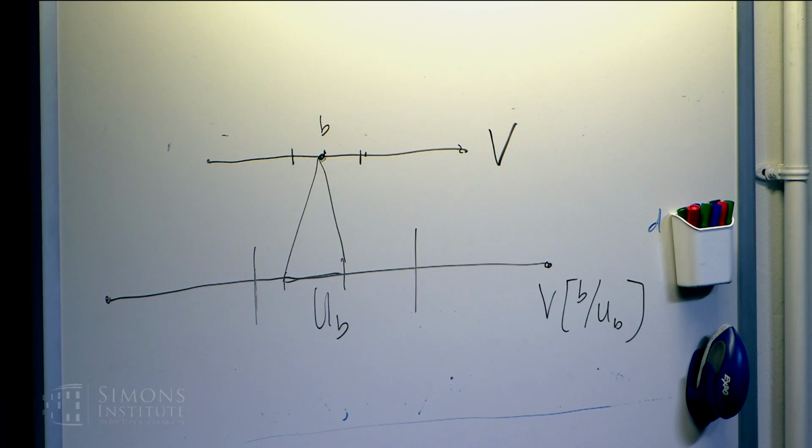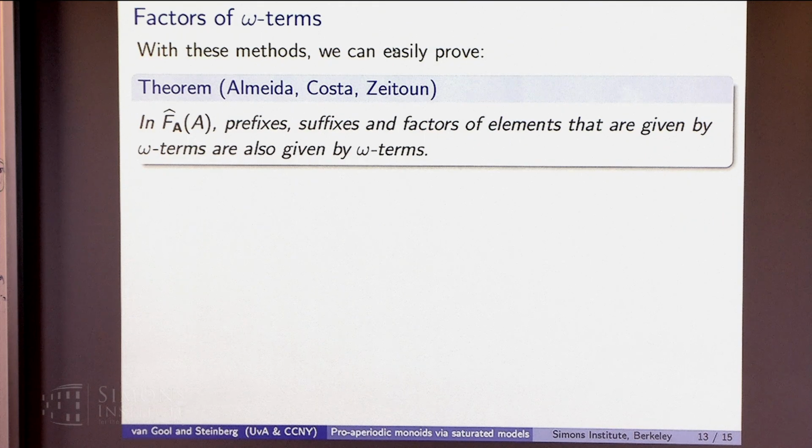And using that kind of method, you can now prove, for example, a result by Almeida, Costa, and Zaitoun, that in the free pro-aperiodic monoid, if you take a prefix, a suffix, or a factor of an element that is given by an omega term, it's still given by an omega term. Where omega terms, if you start from letters, you can always generate with concatenation and doing idempotent power. That's what the omega stands for here.